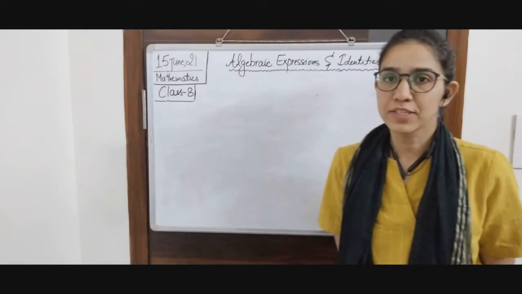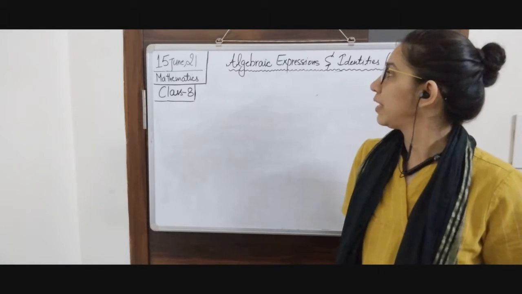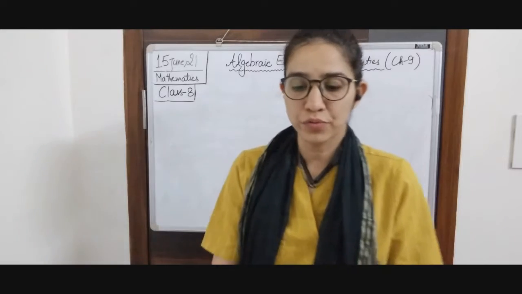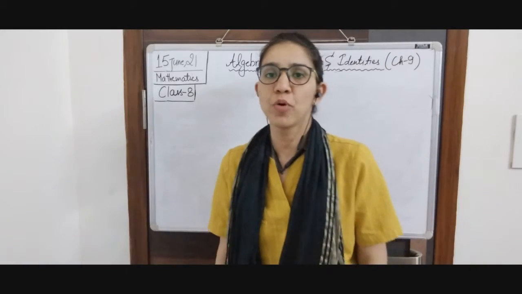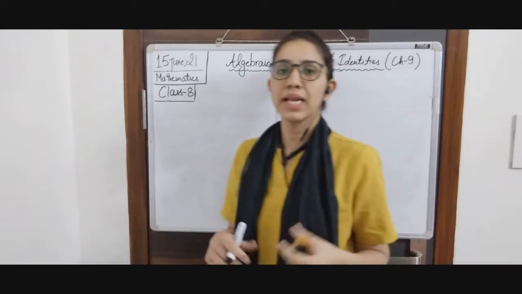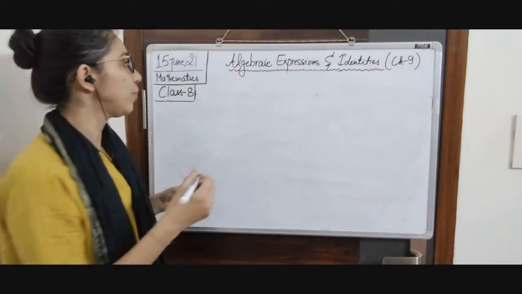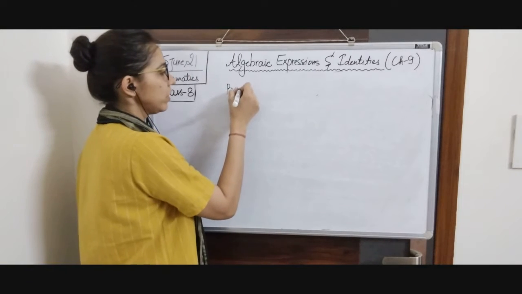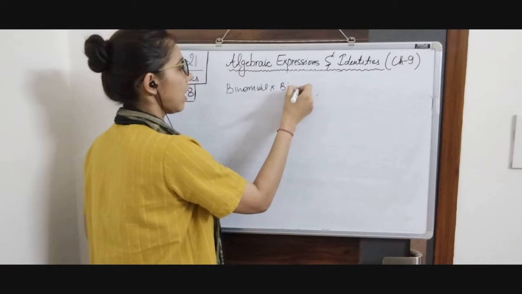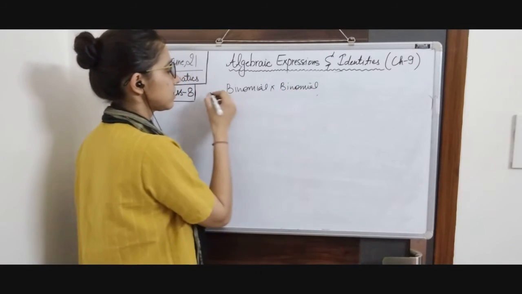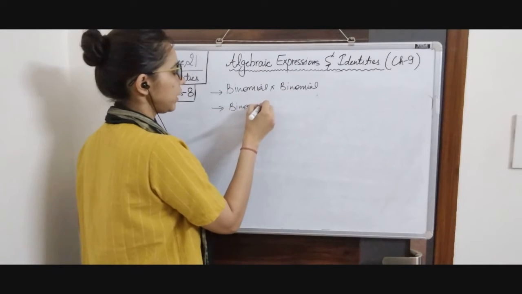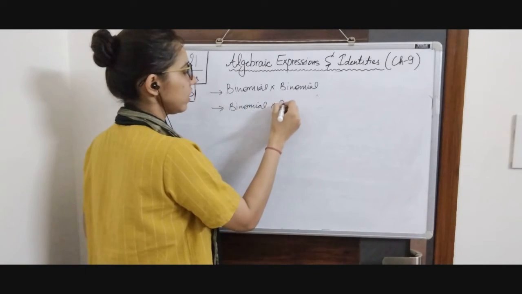In our previous classes, we were doing multiplication of algebraic expressions. In that, we have covered multiplication of a monomial with a monomial, and a monomial with a polynomial. In this class, we are going to learn how to multiply a binomial with another binomial, and second, how to multiply a binomial with a trinomial.